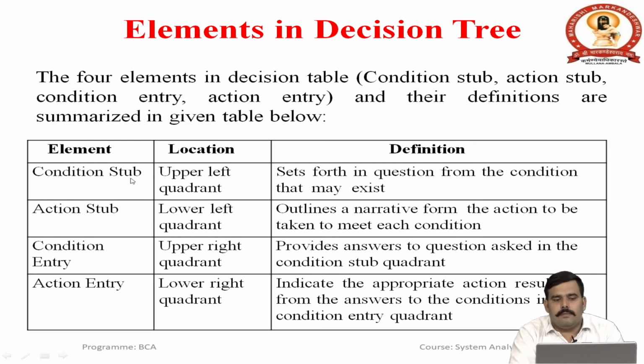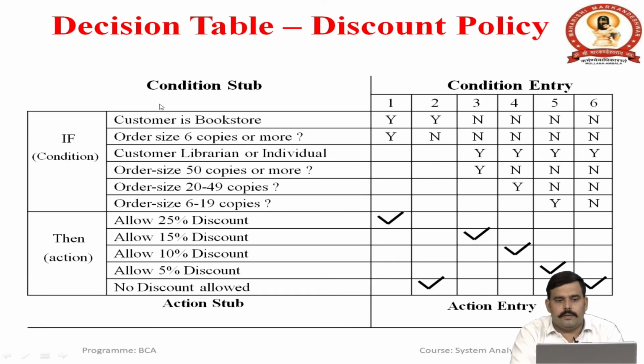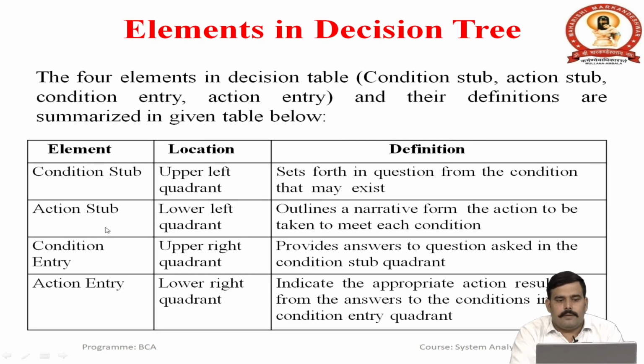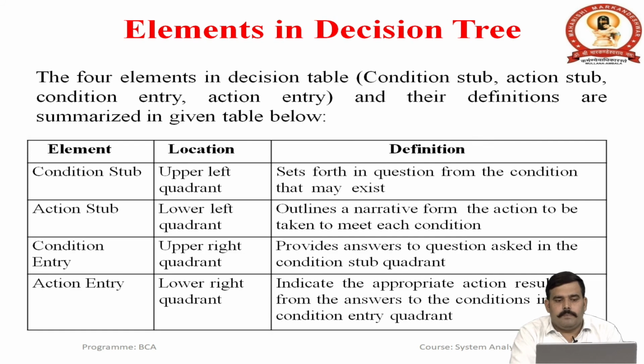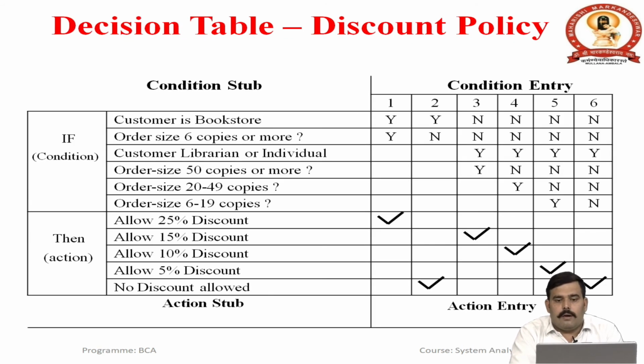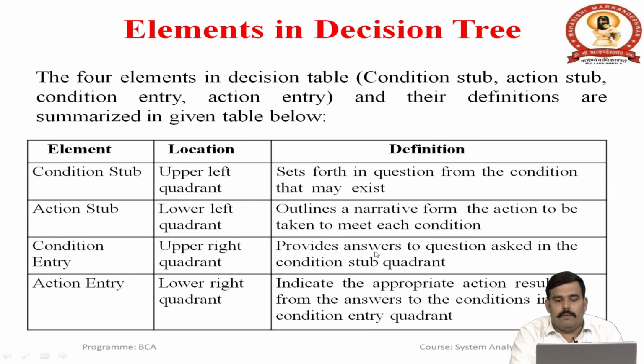The element condition stub is located in the upper left quadrant. The action stub is in the lower left quadrant. Similarly, the condition entry is in the upper right quadrant, and the action entry is in the lower right quadrant.